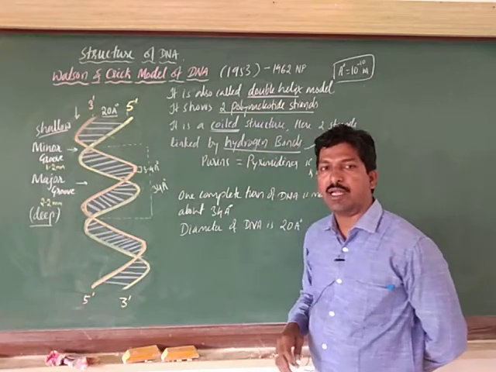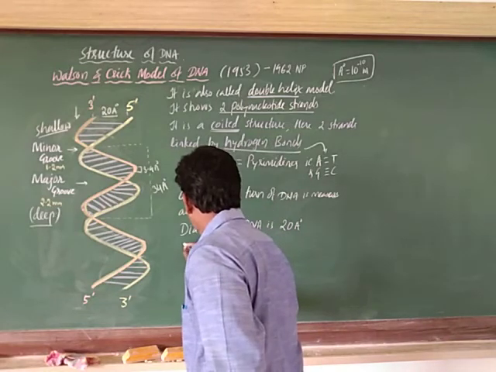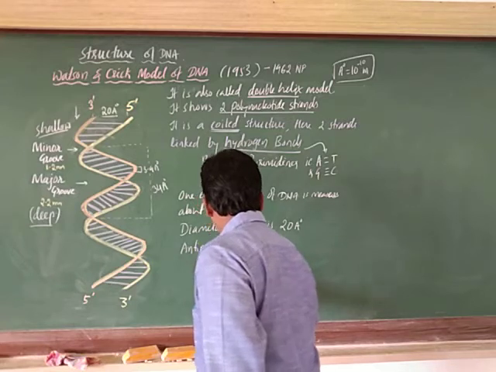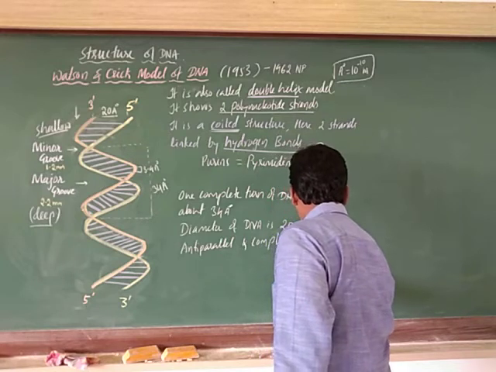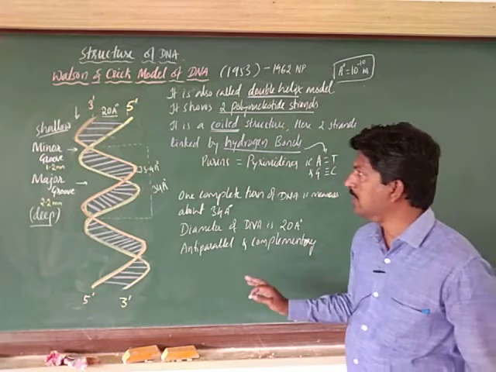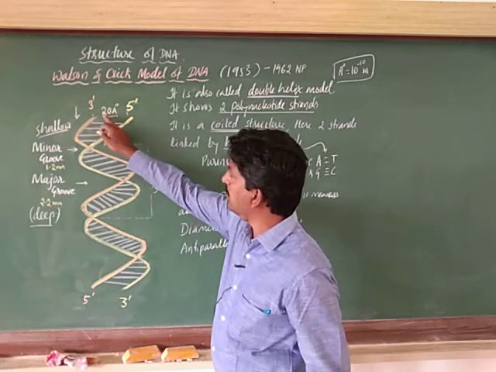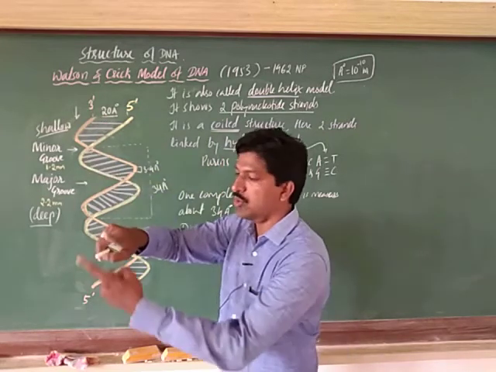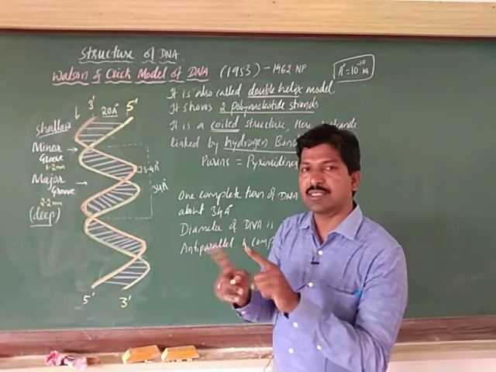complementary. Anti-parallel and complementary we are saying here. Anti-parallel and complementary means, anti-parallel means the distance between two polynucleotide chains is constant, that is about 20 angstrom. Even where the turn is there, they are not overlapping, they are not overlapping. Okay, the complete turn also maintains the same distance.